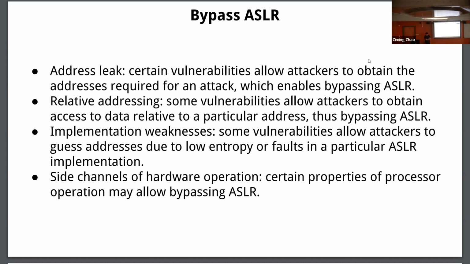So this is not a direct defense. There are still ways to bypass this. The first way is through some kind of information leakage, address leakage. Some vulnerabilities will allow attackers to obtain the addresses required for an attack. As long as we get those addresses, we can still bypass this defense. Also, some vulnerabilities allow attackers to access data relative to a particular address. Also, the idea of this is good, however, the real world implementation may not provide enough entropy. We are going to see a particular case of how we can do that. And also, there are some hardware side channels for information leakage that help us bypass this.